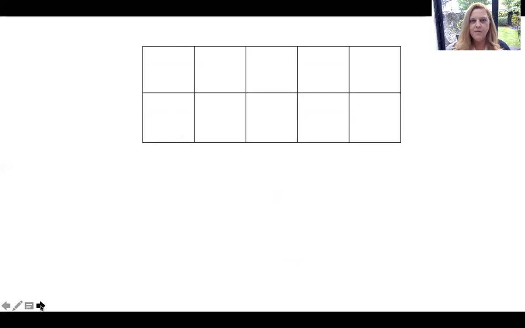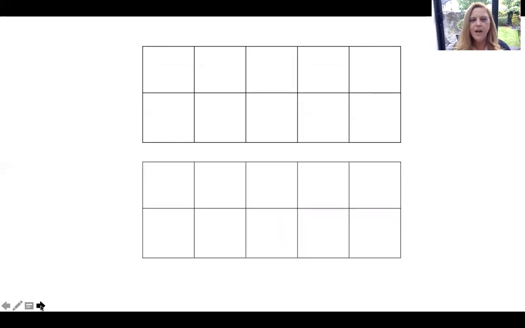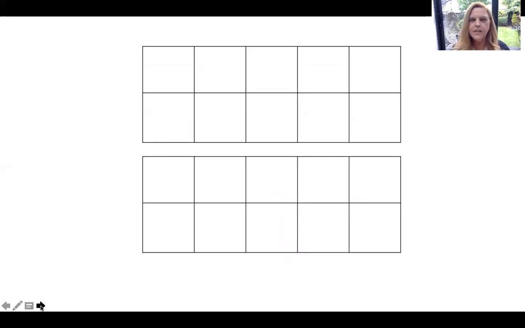And here's a 10 frame. It has 10 spaces in it. And another 10 frame with 10 spaces in it. We're going to fill it up together. So are you ready to count?